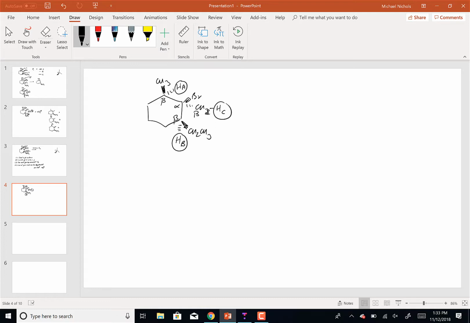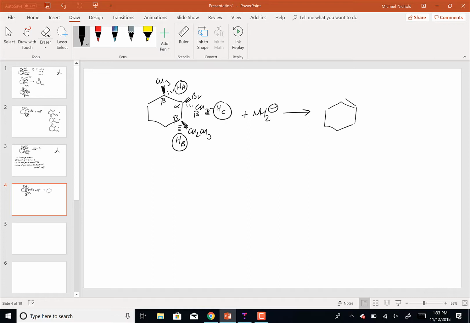So my question is, how many of those beta hydrogens can be deprotonated? Can HA be deprotonated? Yes. B? C? So can all three be deprotonated? Yes. What kind of base am I using? I'm using amide, so it's going to produce the product that is most stable, most substituted. So which product is that?